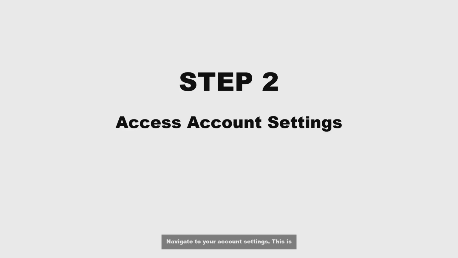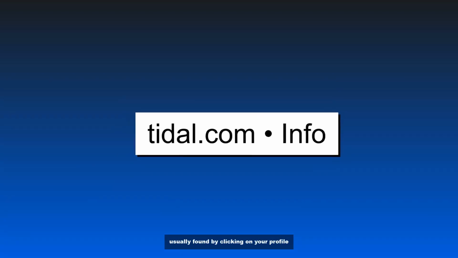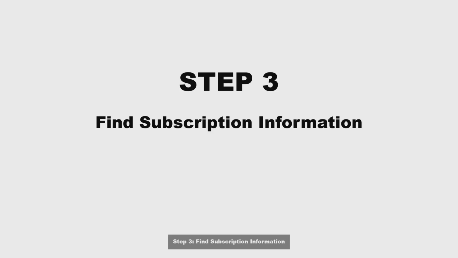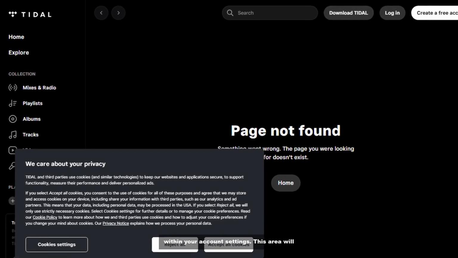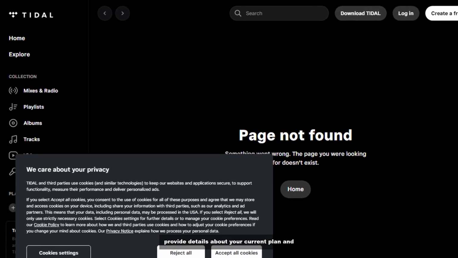Step 2. Access account settings. Navigate to your account settings. This is usually found by clicking on your profile icon or name in the top corner of the screen. Step 3. Find subscription information. Look for the subscription or billing section within your account settings. This area will provide details about your current plan and trial status.